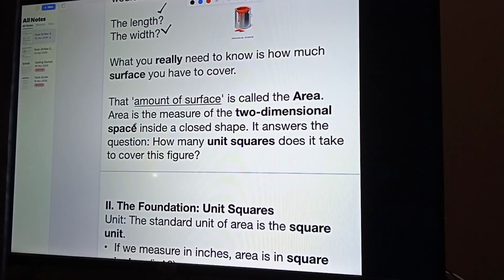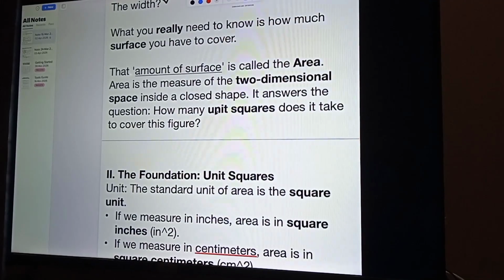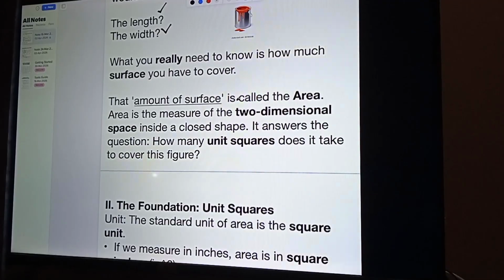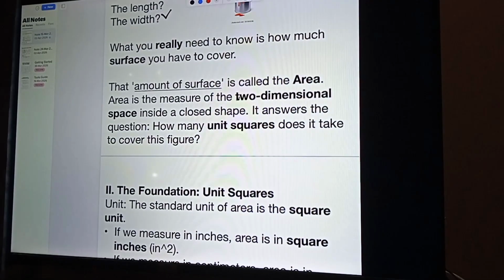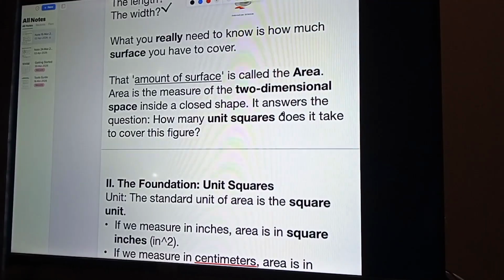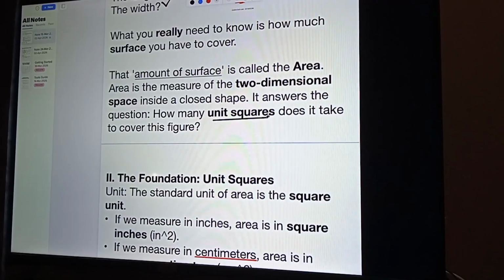So we can say that area is the measure of two-dimensional space inside a closed shape, and that closed shape may be a square, a rectangle, a circle, etc. It answers the question, how many unit squares does it take to cover this figure? So this unit square is actually the unit of measurement.